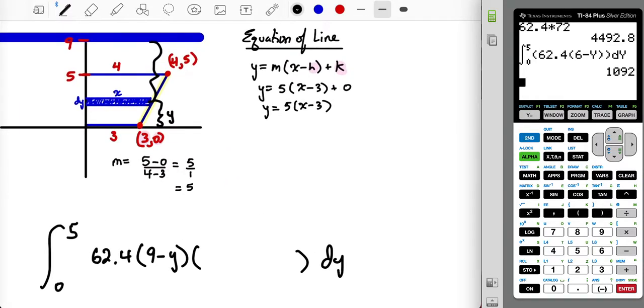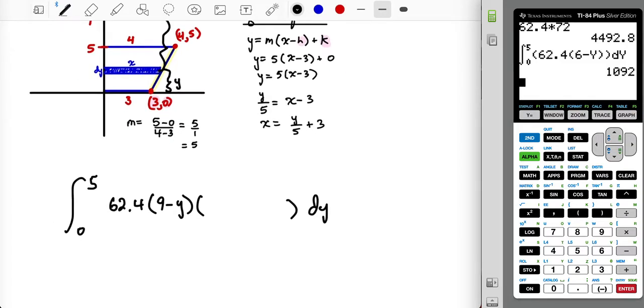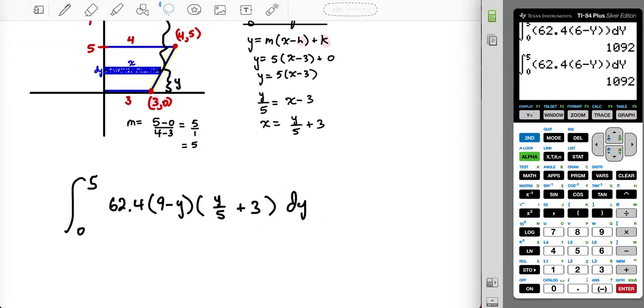Well, I have a relation here that's solved for y. In terms of x, I want to go the other way, so let me divide both sides by 5, and then add 3. And we would have the relation that we need. So y over 5 plus 3. And that's what goes into the calculator.